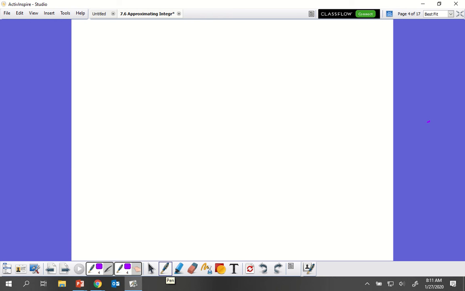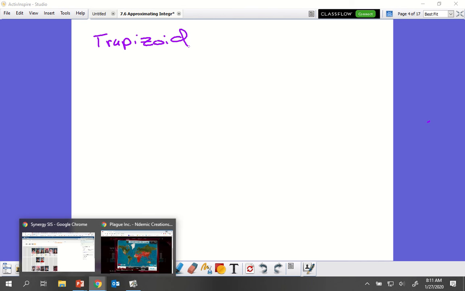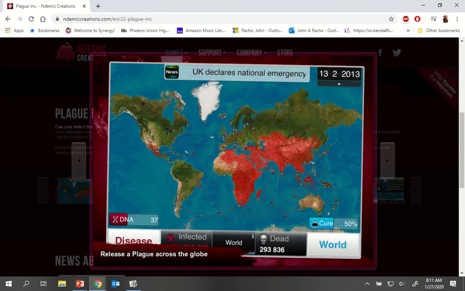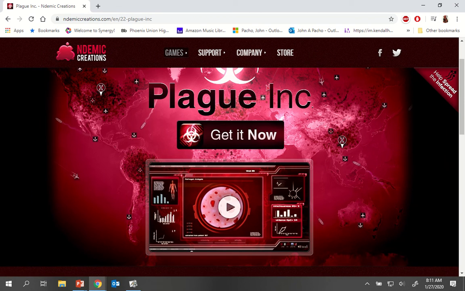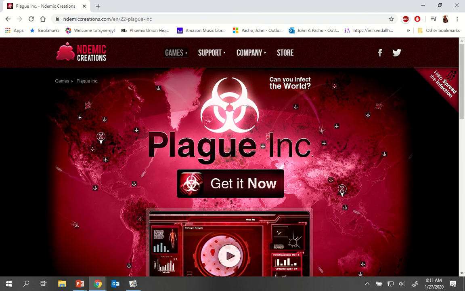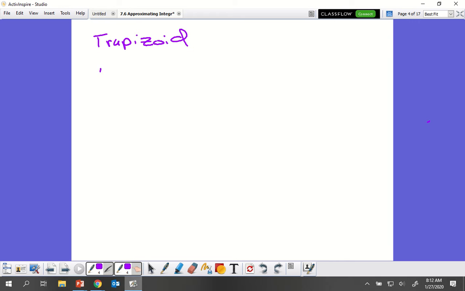All right. So let's take a look. So a trapezoid. So I'm going to take trapezoid. All right, so what we're modeling today. So my area of a trapezoid is 1/2 h times (b1 plus b2). So that's a trapezoid. That is the area of a trapezoid.